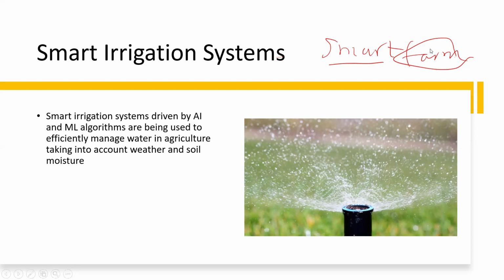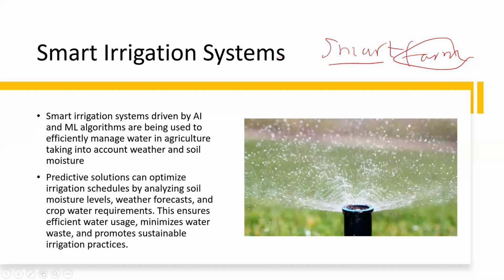So they are being used already to efficiently manage water in agriculture, taking into account the soil moisture. Also, predictive solutions can optimize irrigation schedules by analyzing soil moisture level, the weather forecast, and the crop water requirement. Imagine a situation whereby we can forecast that there is going to be rain in the next 2 hours. So if there's going to be rain in the next 2 hours, then there's no need for you to carry out irrigation 1 hour before the rain. Then you can delay it a little bit.